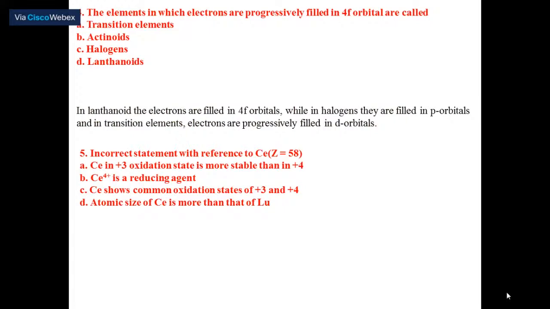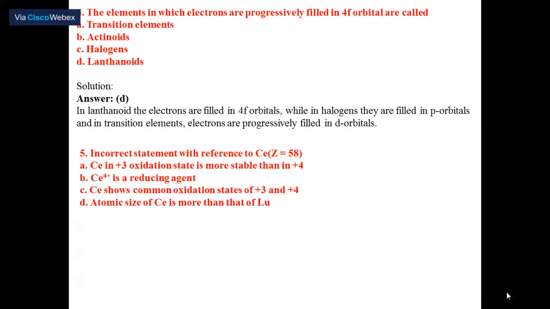So in lanthanides, the electrons are filled in 4f orbitals, while in halogens they are filled in p orbitals, and in the transition elements electrons are progressively filled in d orbitals. Hence, what is the answer for this question? Here the answer is D, that is lanthanides.